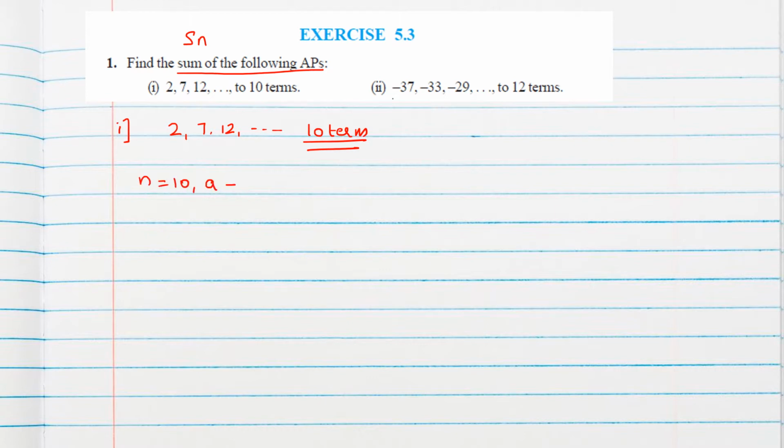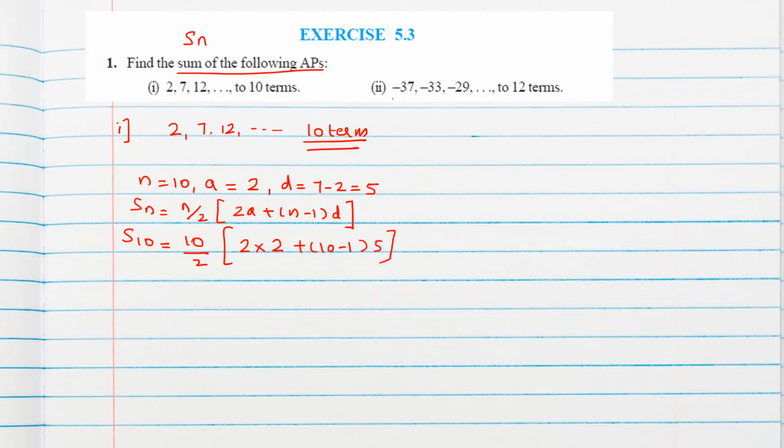From the given AP we can find the first term, that is 2, and d will be 7 minus 2, which is 5. Sum of the first 10 terms means S10 we should find here. So first write the formula of nth term sum in general: n by 2 [2a + (n minus 1)d]. Now substitute the values. 10 by 2, 2a is 2, 10 minus 1, d is 5. With this we can cancel 5 and 2. This bracket will give 9.